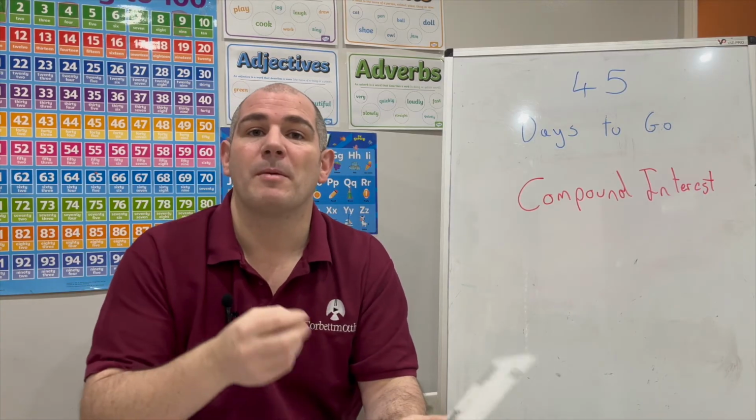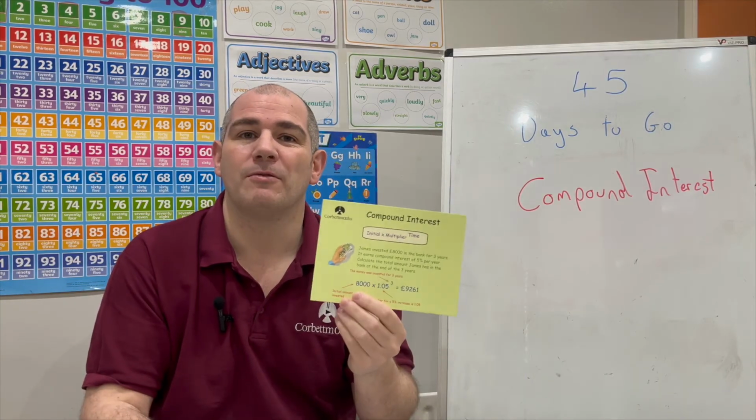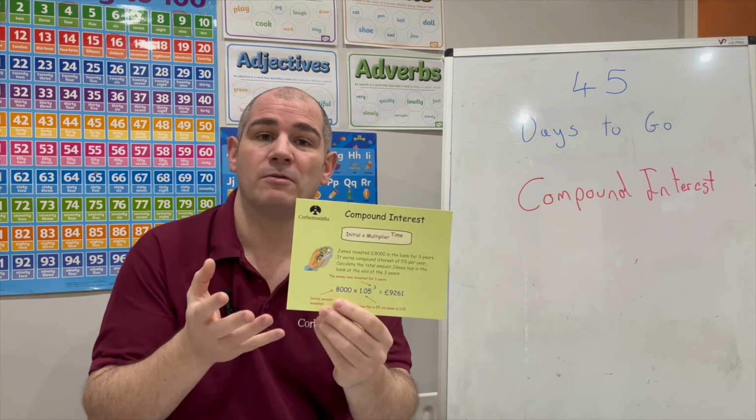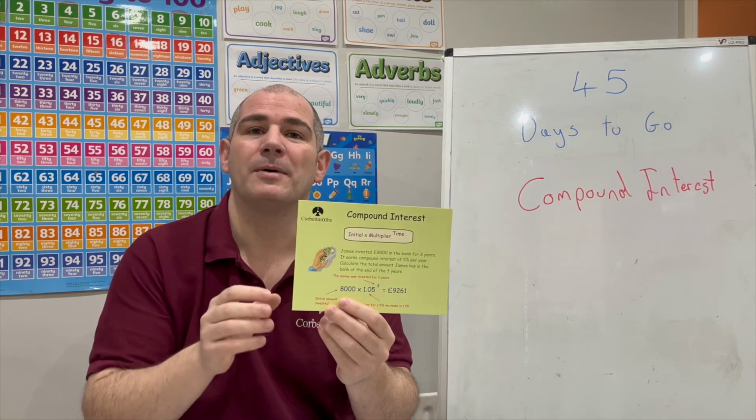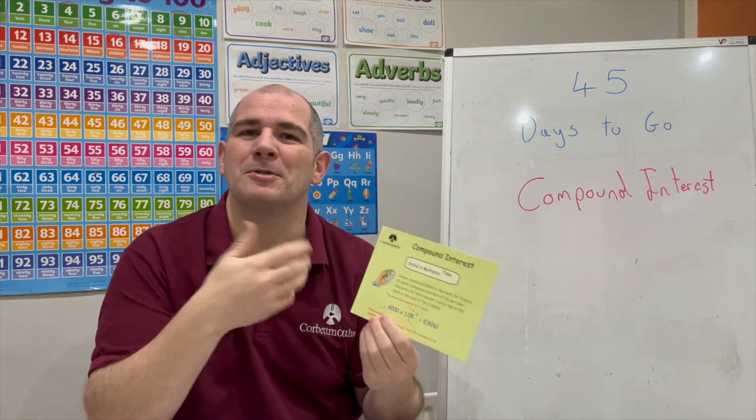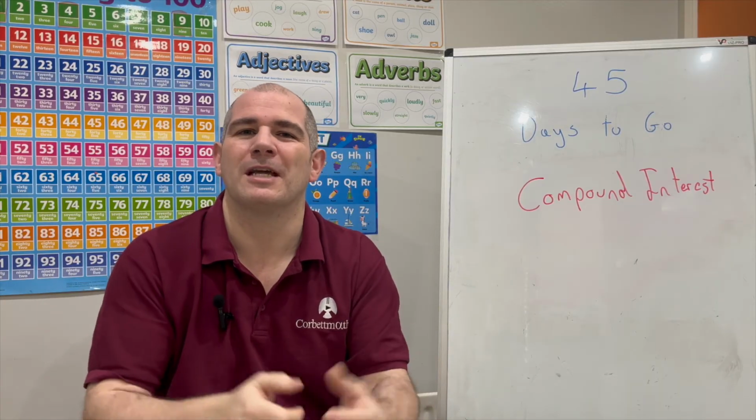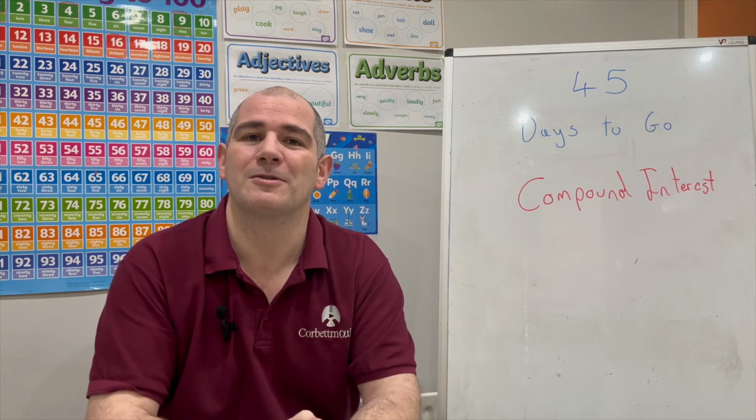And there's a revision card that might be quite useful for you. That's card number 93 on the Corbettmaths revision cards, the foundation revision cards. Card number 93 is on compound interest, and it's got this key formula, which we'll talk about in the video, which will be really useful to help you answer those compound interest questions.